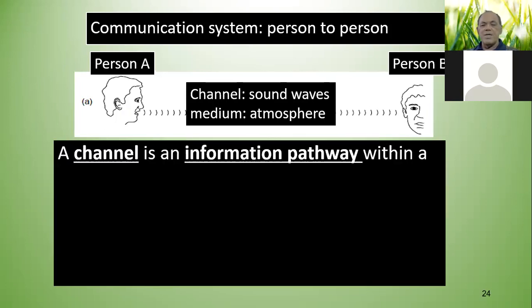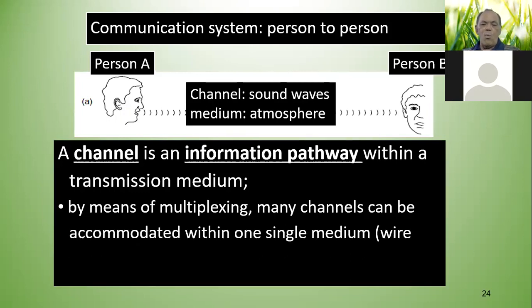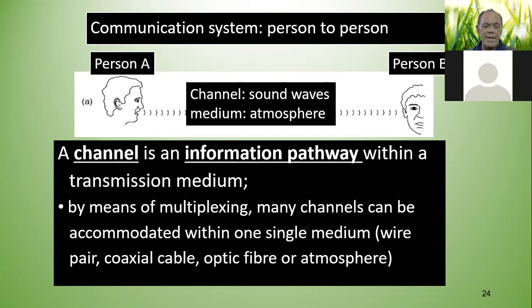A channel is an information pathway within a transmission medium. So the atmosphere allows your sound wave to pass through. By means of multiplexing, many channels can be accommodated within one single medium. The medium can be a wire pair, coaxial cable, optic fiber, or atmosphere. So in this case, one person only. If I speak to you, you speak to me. Only one person can speak at a time. So in a sense, it's limited. But when we multiplex, like sending radio station, we have radio stations using radio waves with different carrier frequencies. So many stations, not only these two, can be in a locality using different carrier frequencies.